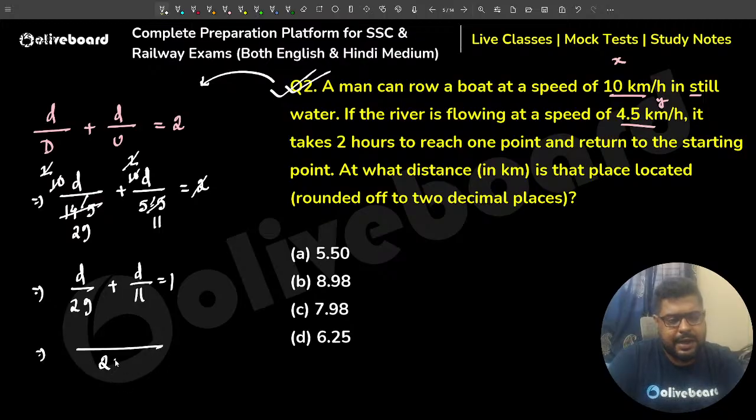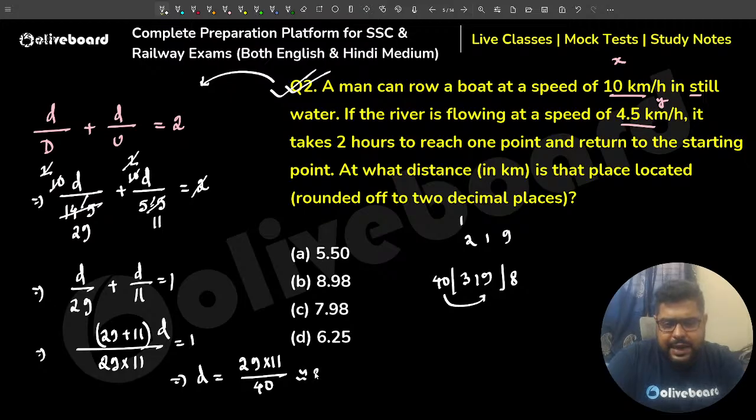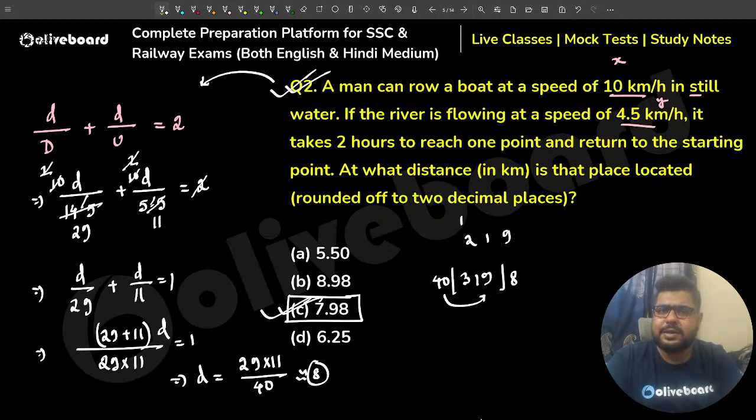Chalo, 29 times 11 is the LCM. So this will be (29 plus 11) times D is equal to 29 times 11. So the distance will be 29 times 11 divided by 40, which is 319 divided by 40. Sir, 8 fours are 320, so just less than 8 will be the answer. And you see there is one option which is just less than 8. That has to be your correct answer, 100% your correct answer.